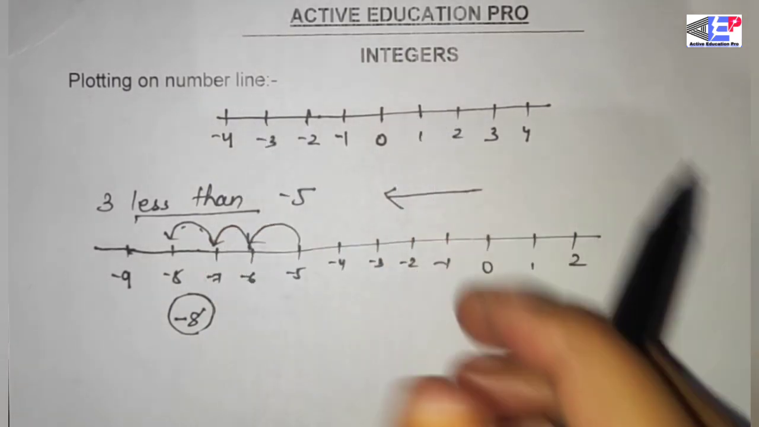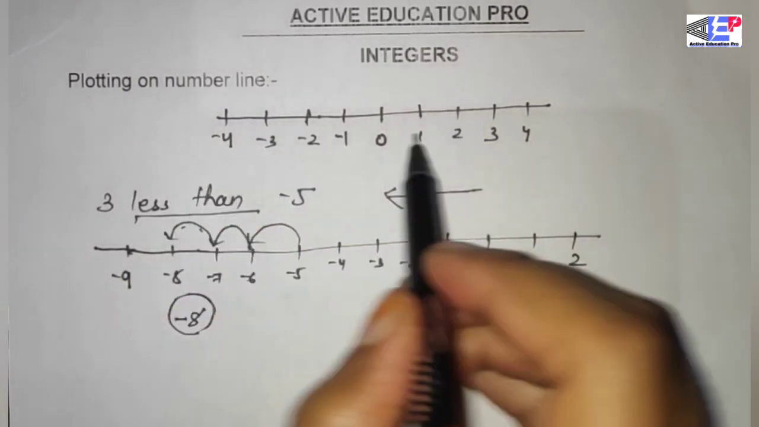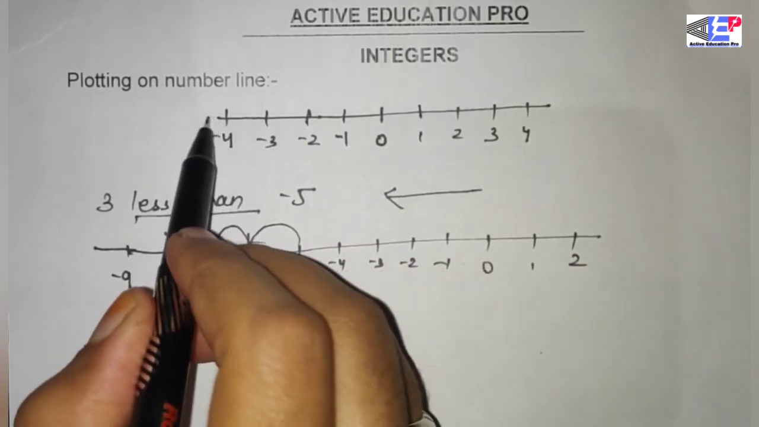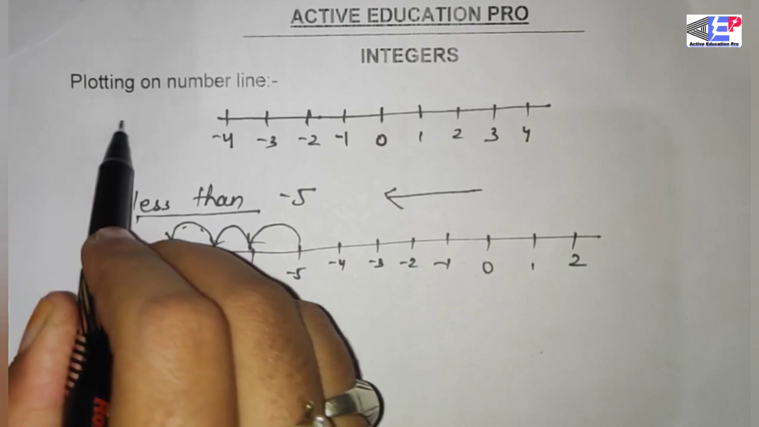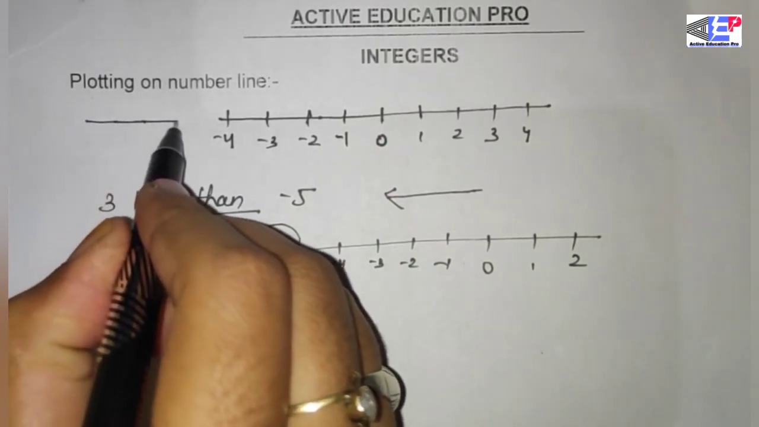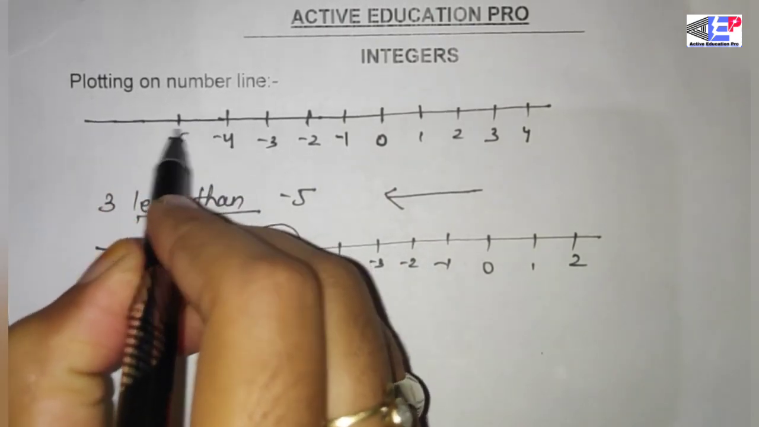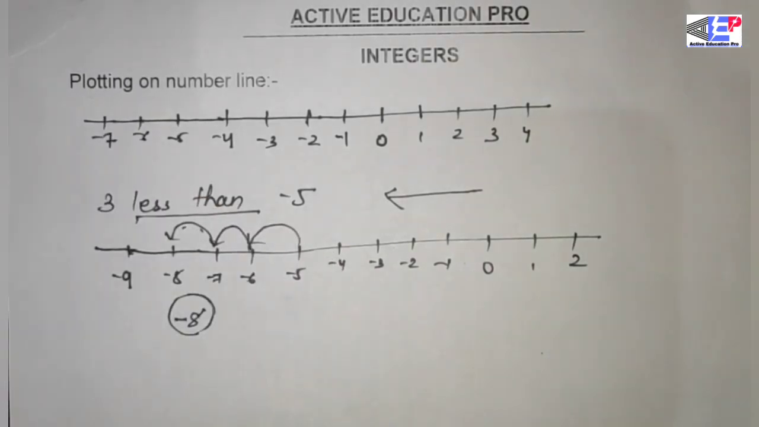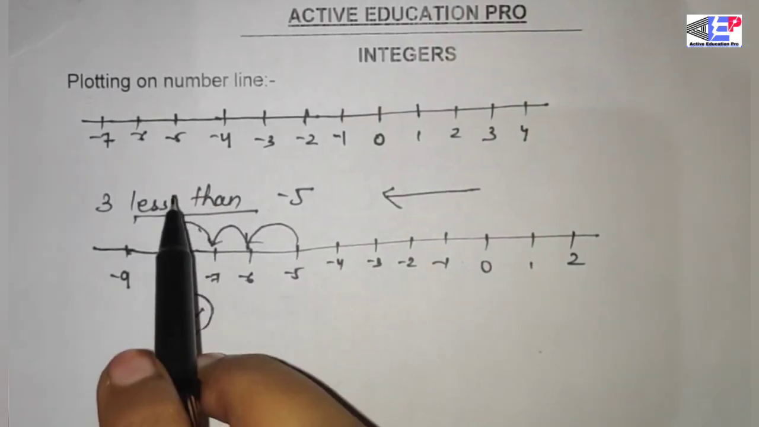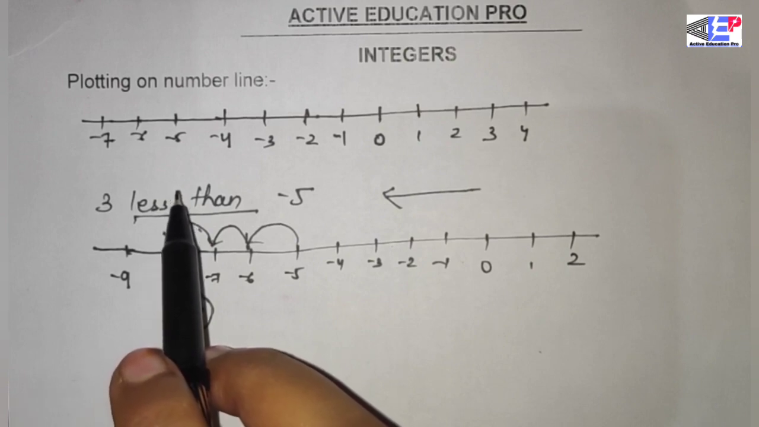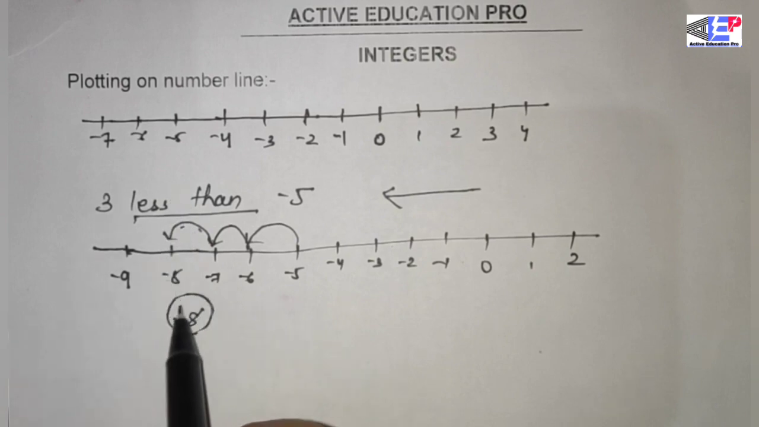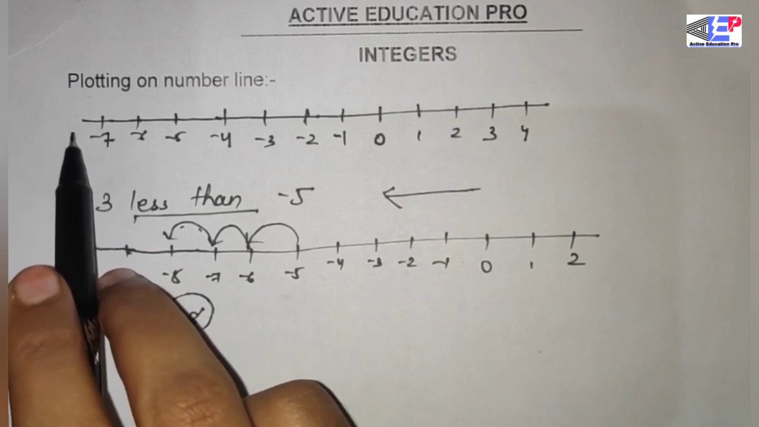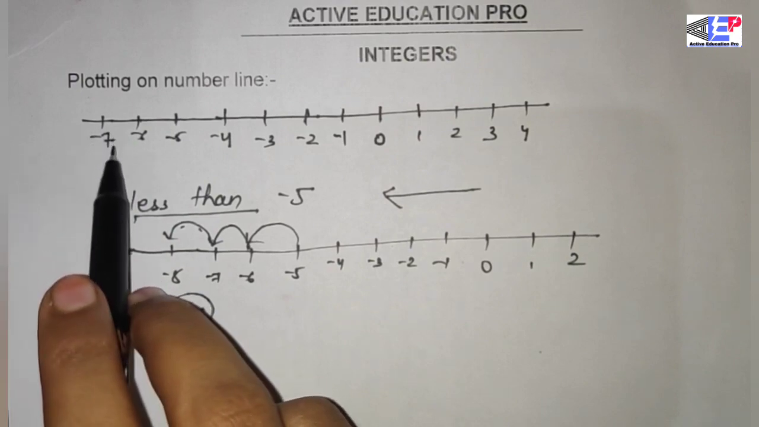Suppose this is a number line with equal numbers of positive integers and negative integers. This is -5, -6, -7. There are no more spaces. So how could you mark the number -8? Because there is no more space for -8, another integer to the left of -7.